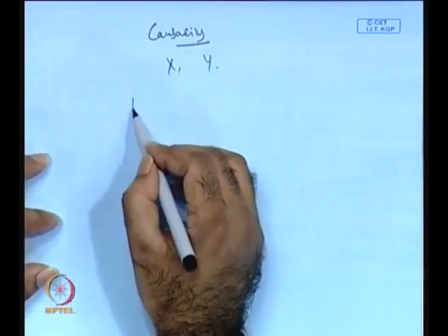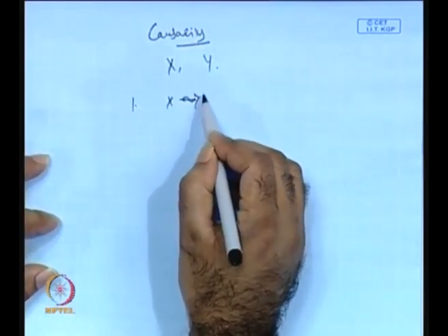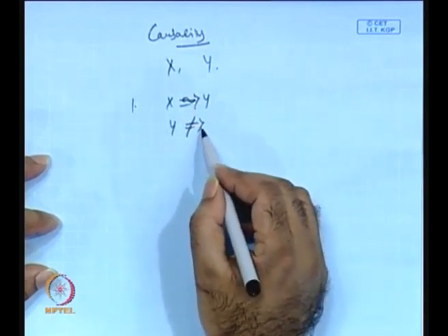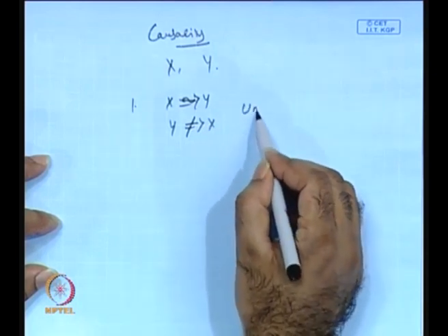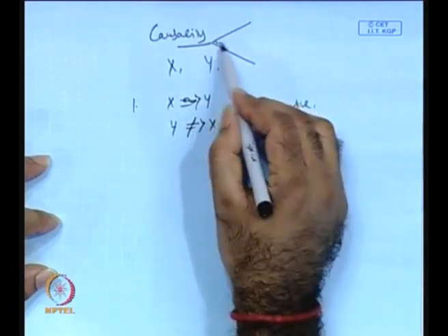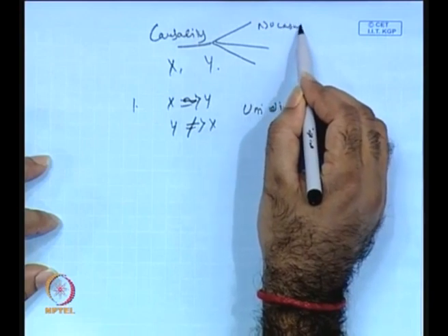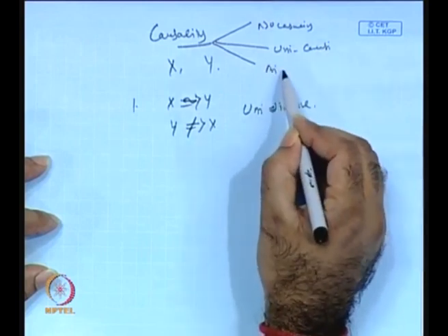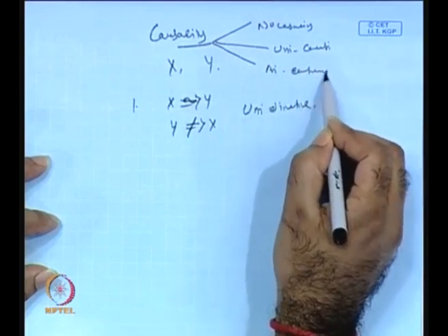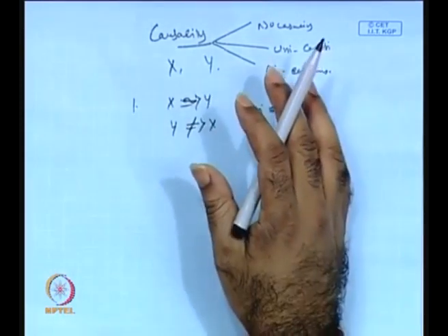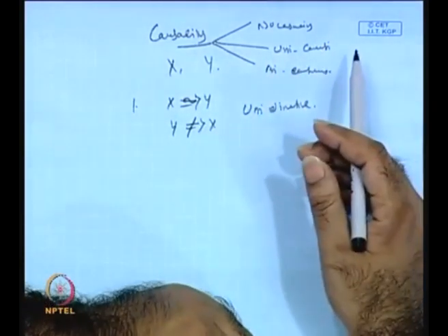For instance, let us start with x and y. If x causes y, and y does not cause x, this is called unidirectional causality. So causality takes these forms: no causality, unidirectional causality, and bidirectional causality. Now with two variables x and y, we start with very simple models, then you can extend to multivariate models.